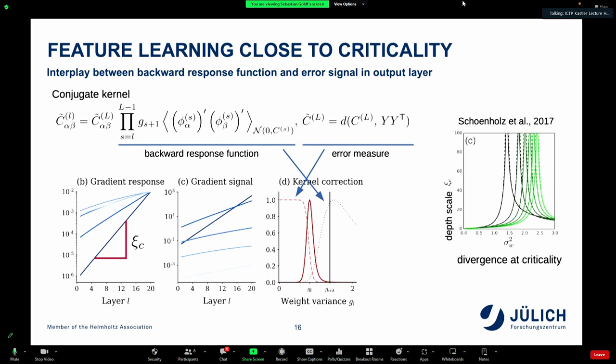Okay, and we can actually look at how this looks in the first layer. The dashed line here corresponds to how the error measure depends on the rate variance. And the dotted line is, again, the result that you get from the response function. Both of these together then give that we expect maximal kernel adaptation for rate variance values that are actually slightly shifted to lower values compared to this critical value found by Schoenholz et al. I forgot to say this: their theory considers networks at initialization, whereas here we actually look at the posterior.